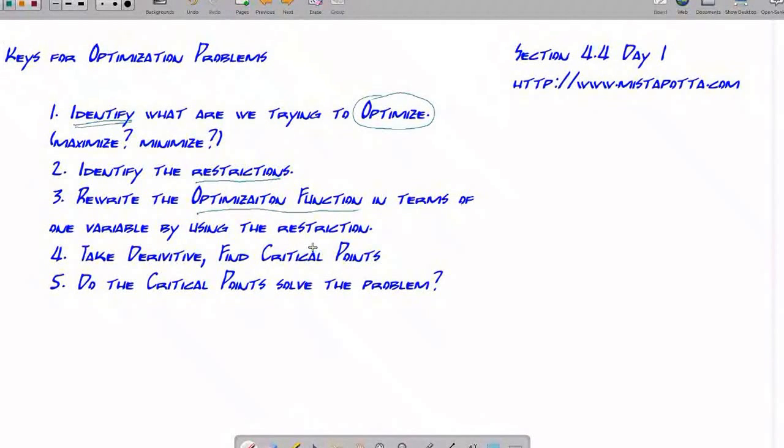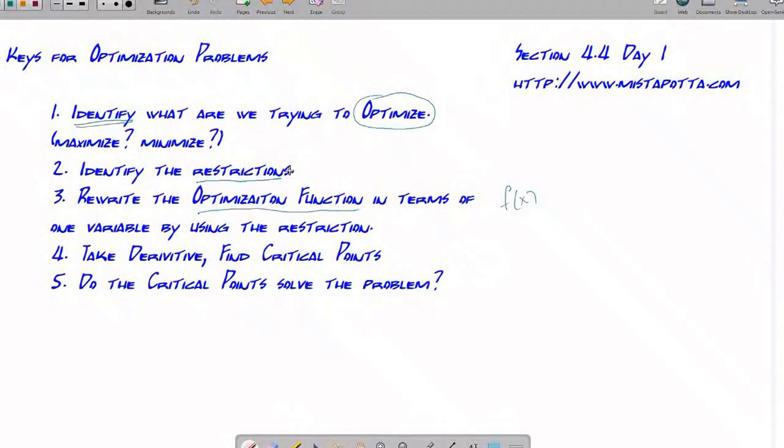And once I actually have a function of one independent variable, be it x or t or what have you, then we're going to take the derivative, find critical points, look for where we're increasing or decreasing, or use the second derivative test for concavity to see if we have a maximum or a minimum. And then, of course, the last thing we have to ask ourselves is, do the critical points solve the problem? Because sometimes the critical points aren't going to be the solution. The boundary points of our restriction are actually going to be the solution.